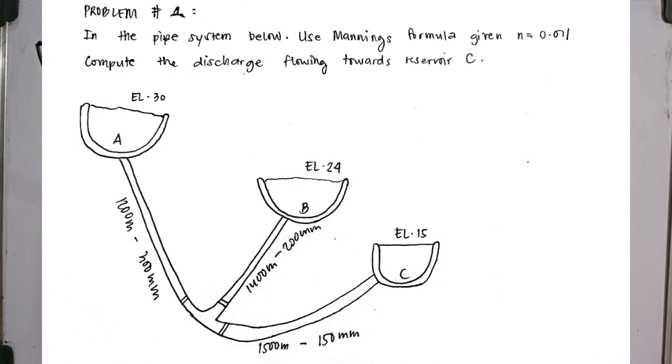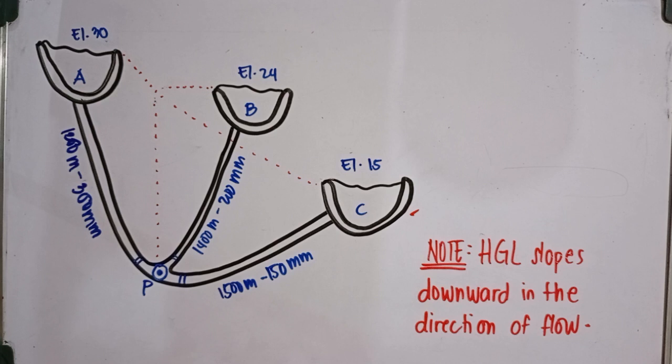So for the second problem, in the pipe system below, use Manning's formula given n is equal to 0.011. Compute the discharge flowing towards reservoir C. So in this figure, we have reservoirs A, B, and C connected at junction P, having elevations of 30, 24, and 15 respectively. At reservoir A, we have a length of 1,200 meters, 300 millimeter in diameter. For reservoir B, we have 1,400 meters having 200 millimeter diameter. And for reservoir C, we have 1,500 meters and having 150 millimeter in diameter.